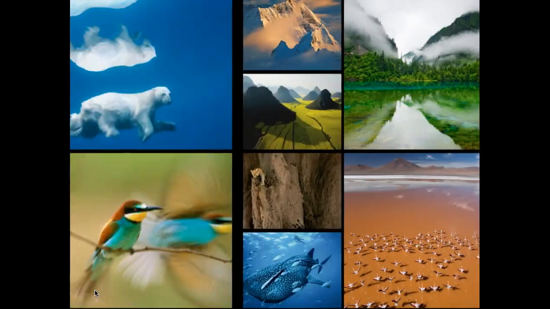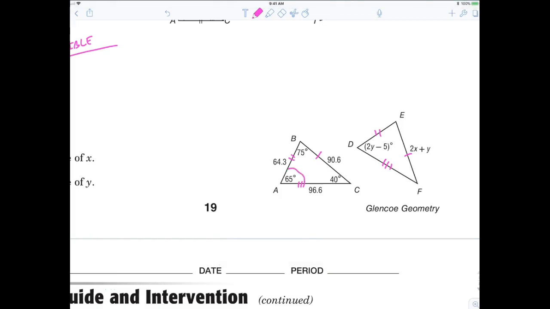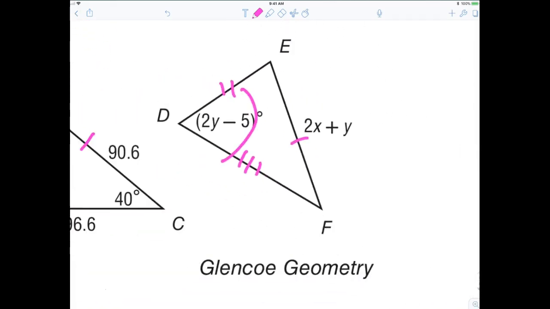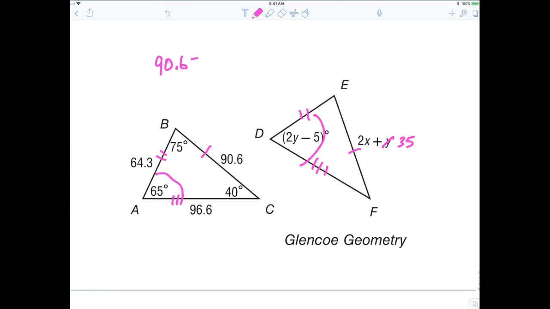All right. Which means that this right here, angle D is congruent to angle A. So now we can solve for y by saying what? Right, 2y minus 5 equals 65, so we can just say y is equal to what? 35. Should we go with that? Yeah. Thank you. All right, if y is 35, then I can replace this over here with 35. All right, so then 90.6 is equal to 2x plus 35.